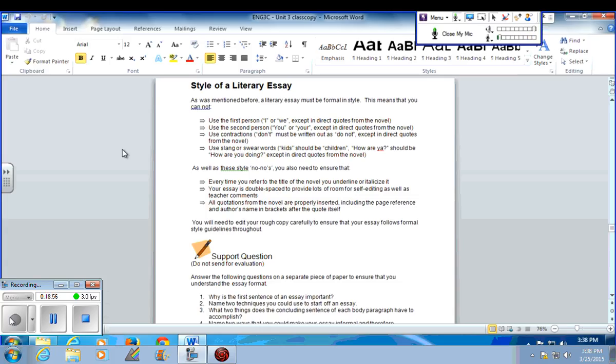As well as these style no-nos, you need to ensure that every time you refer to the title of the novel, you either underline it or put it in italics, that slanted writing. If you're typing it, it looks like this. It's easy to do if you're typing. It's this one up here. If you're doing this by hand, the easiest way is to underline it.